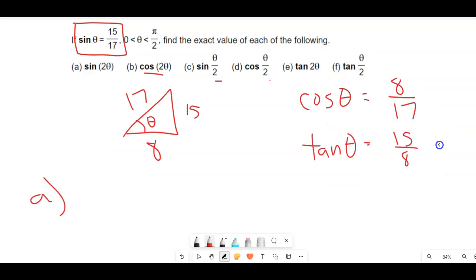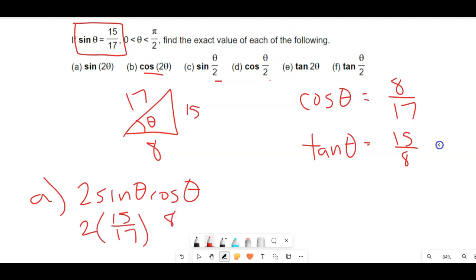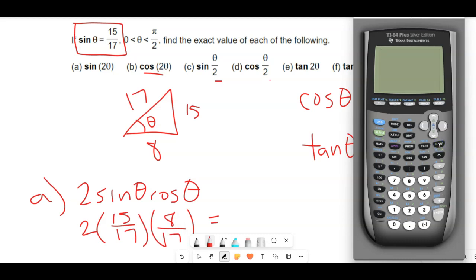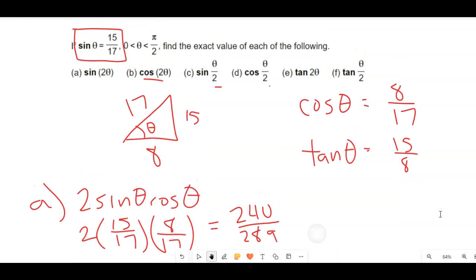All right, part A, sine of 2 theta. That's 2 sine theta cosine theta. That's our double angle identity. Well, we know sine is 15/17, and now we know cosine is 8/17. Your calculator can handle all of this. Just put it in exactly how you see it. And then use math to change it back into a fraction. Don't leave it as a decimal. So 240 over 289.